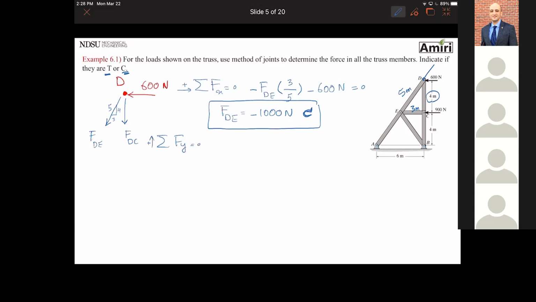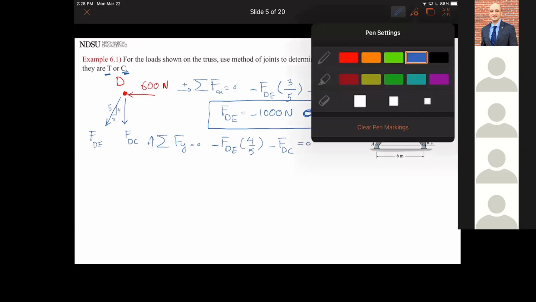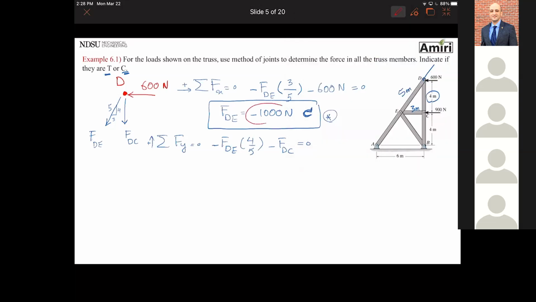Summation of forces in Y equals 0. FDE, which I'm going to write as is right now, is going to be negative because it's pointing down. This time it's 4/5. I'm only looking at my free body diagram. I haven't looked at this number yet. The other one I have is minus FDC, and that's it, equals 0. Now I'm going to replace FDE by its value. FDE is minus 1000 Newtons, so I'm going to put a minus 1000 Newtons here.